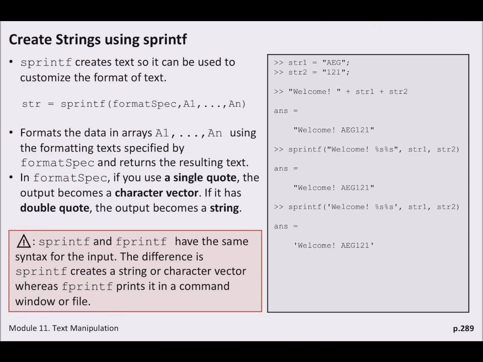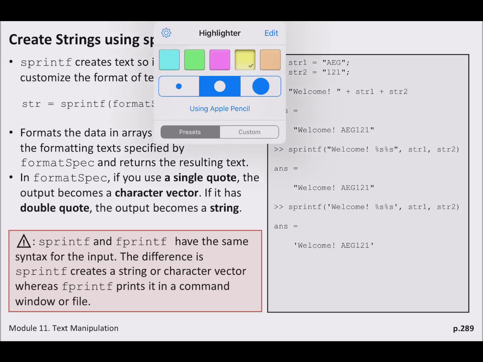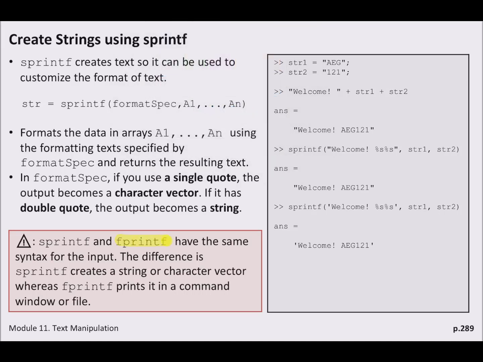Okay. Next topic is sprintf. Sprintf creates text using the same syntax used in fprintf. fprintf prints out the string or the character vector on your command window. sprintf does not print out your result. It stores this character vector or string in your variable.